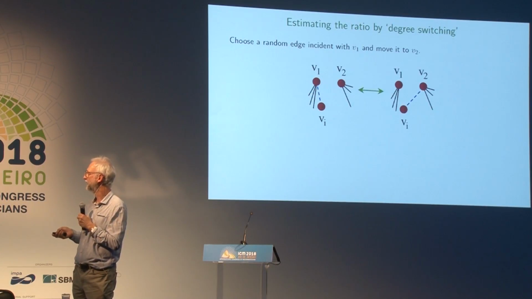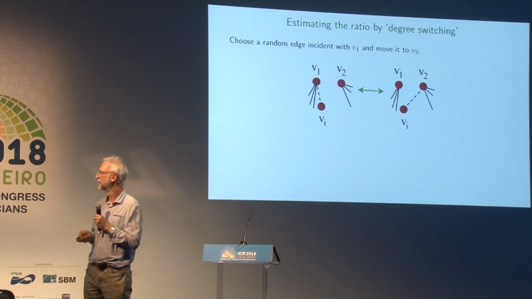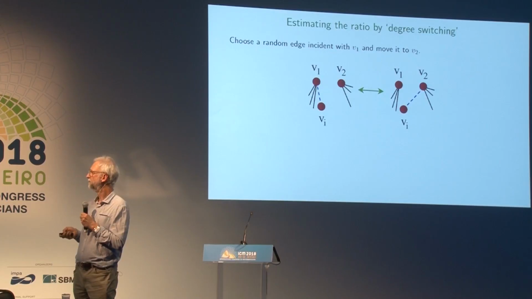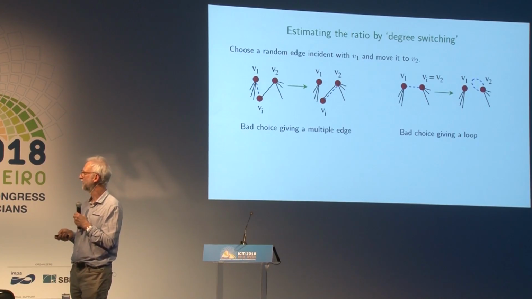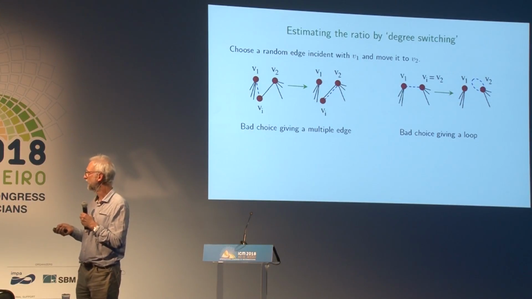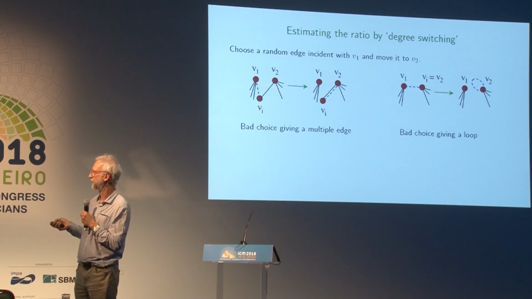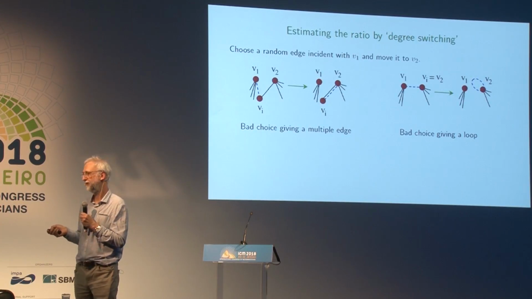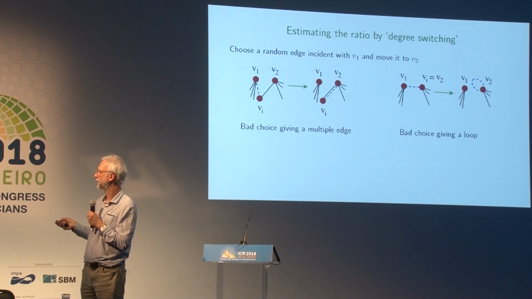You can look at how many ways you can go back and forth with that switching, and then that lets you estimate the ratios of the things. It looks simple, I hope. Unfortunately, it doesn't turn out too simple. There are bad cases where you take a random edge, and it might happen that there's another edge in the way so that when you do the switching, you get a double edge, and we just have to disallow those. And also there's another case where you can create a loop.